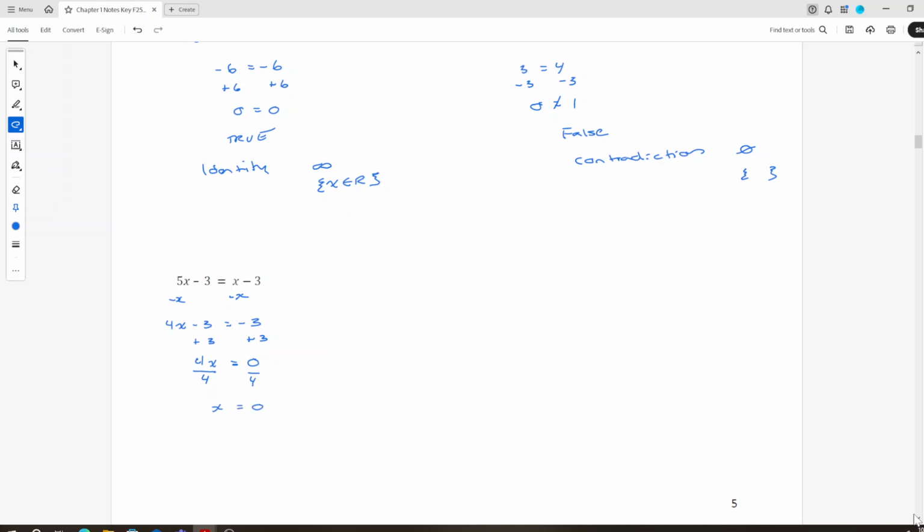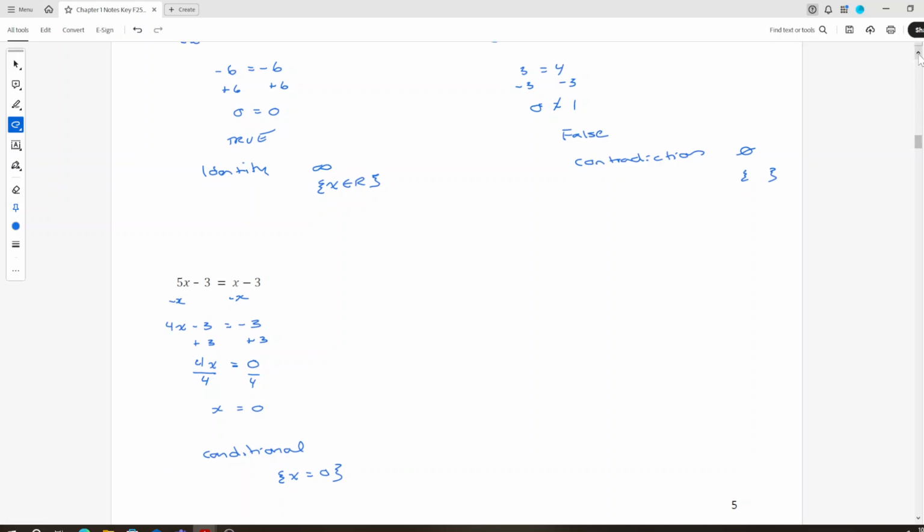This is not an identity or a contradiction. This is a conditional statement. This equation is true on the condition that x is 0. I do not need to state that it's an identity or a contradiction because it's not one. It's a conditional statement. I got a solution. I'm saying it with so much emphasis because everybody doesn't notice it in their textbook questions.